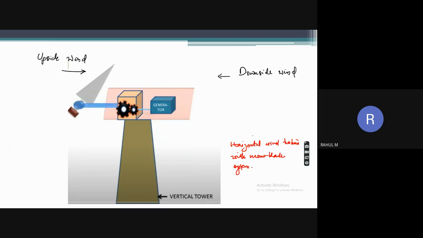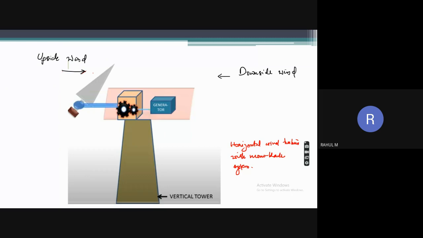Okay, before going deep into the topic, there are certain terminologies that you should understand. One is the term called upside wind, and similarly there is the concept of downside wind. Upside wind means the wind that comes in the front direction of the turbine blades. In this direction, you can see this one. This one is called upside wind.